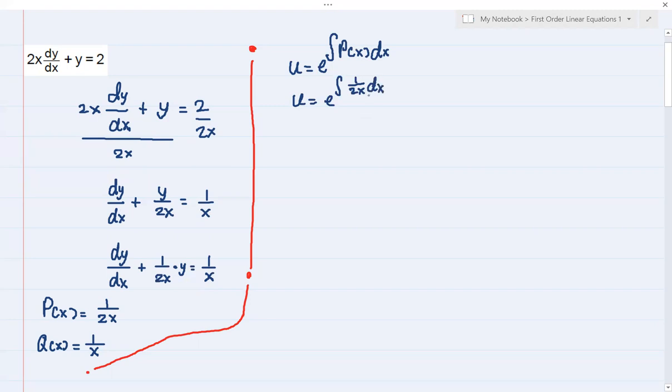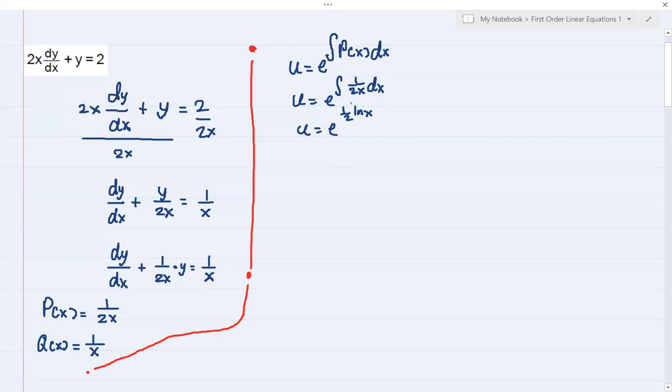Okay. Now, what we're going to do is simply integrate. So the integral for 1 all over 2x is 1 half times ln of x. Okay. We can actually simplify this one.